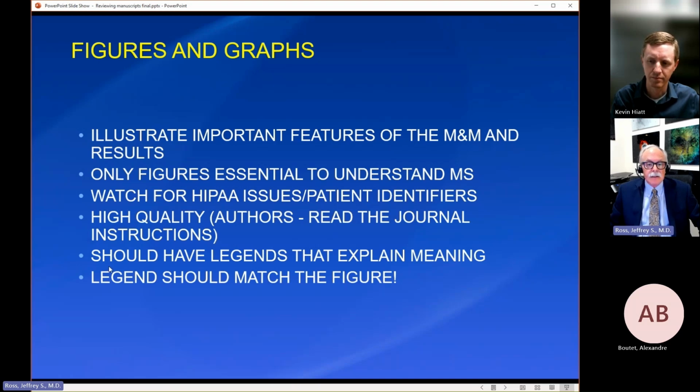And then the legends that explain the meaning, and the legend should match the figure. Please, again, as a reviewer, that's important. Does the legend tie actually to the figure, and is it the correct figure? So that's what you're doing on the reviewer side, and that absolutely happens. And you even see stuff that's out in print where obviously nobody read the legend and it doesn't match the figure. So those are always embarrassing. We'd like to be able to catch those.